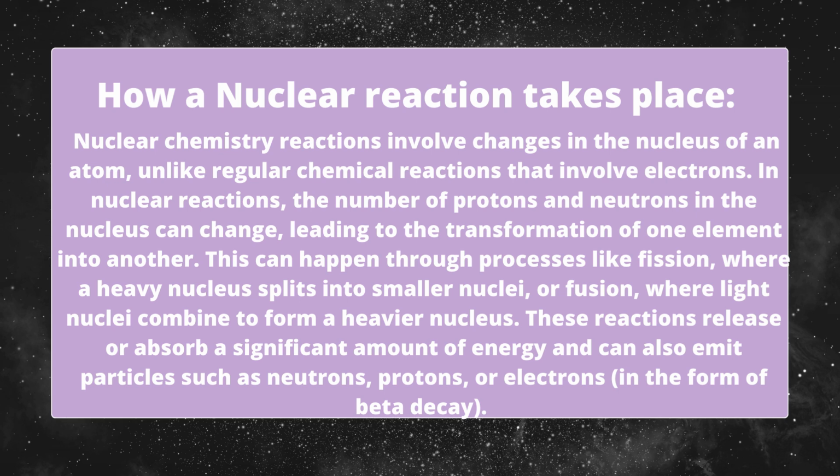This can happen through processes like fission, where a huge nucleus splits into smaller nuclei, or fusion, where light nuclei combine to form a heavier nucleus. These reactions release or absorb a significant amount of energy and can also emit particles such as neutrons, protons, or electrons in the form of beta decay.